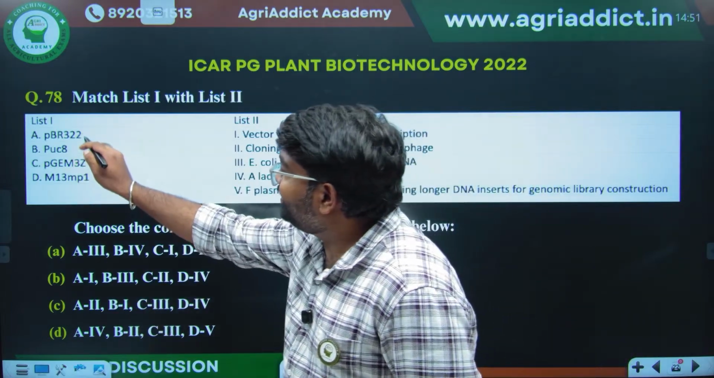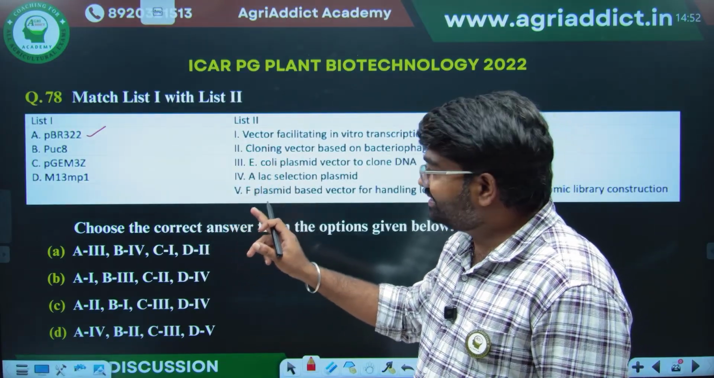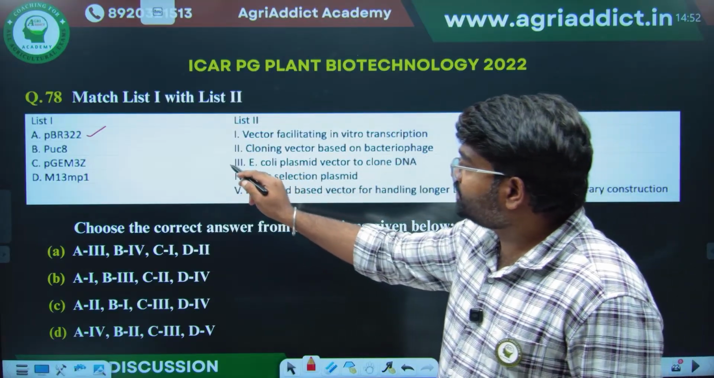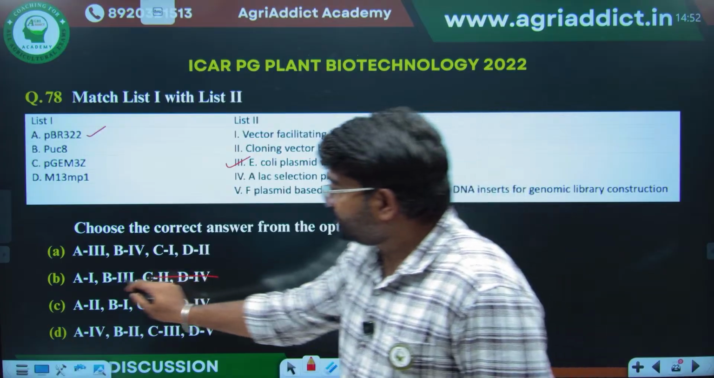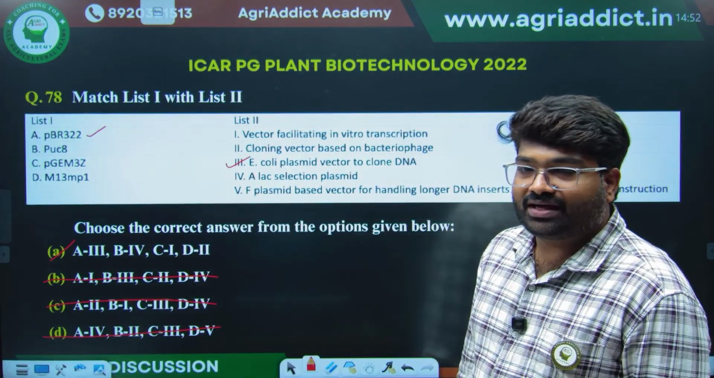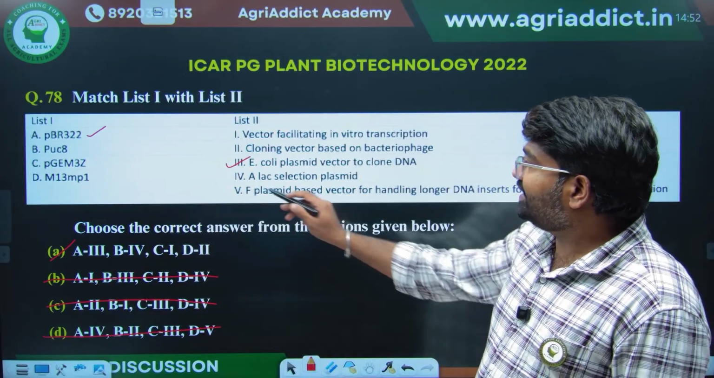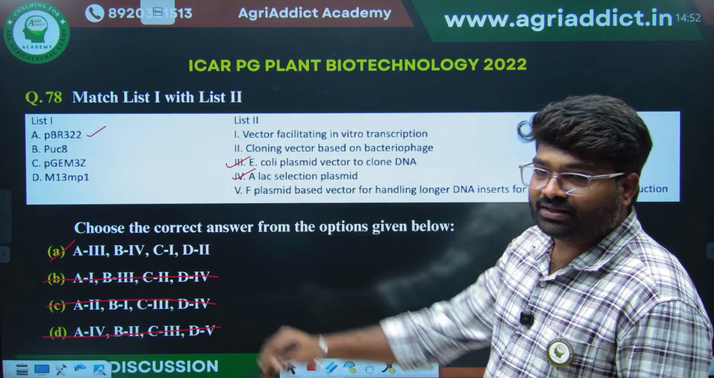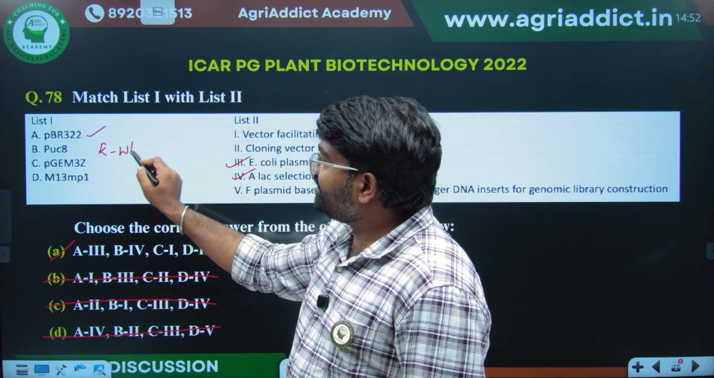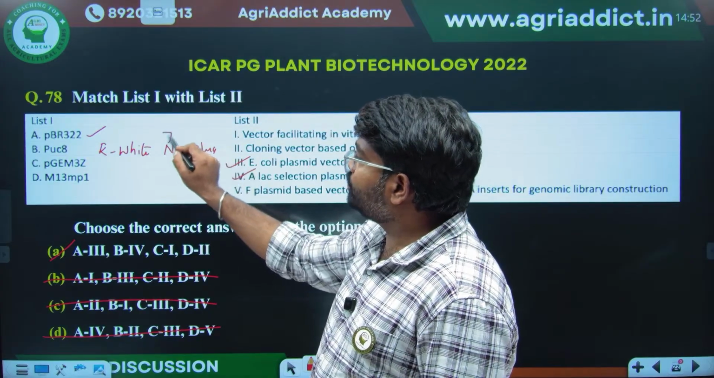Yes. pBR322 is a specific example and it is the first vector to be designed. It is an E. coli plasmid based vector to clone DNA. First will come option 3. Easily we can eliminate the remaining 3 options. Plasmid University of California uses a lac selection strategy. Recombinants will produce white colonies and non-recombinants will produce blue colonies. This is a JRF 2019 question also.